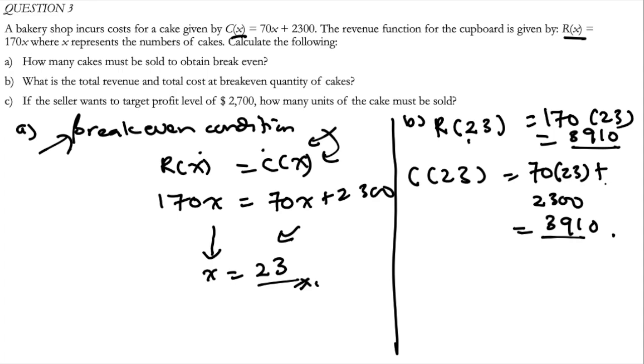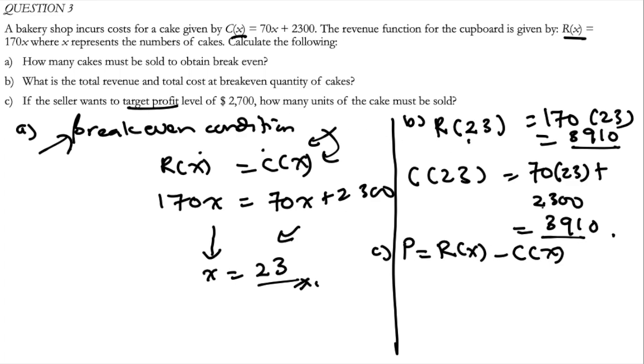Okay, right. Now, for C, if the seller wants a target profit level of 2700, how many units of the cake must be sold? So now the question is about profit. But the equations given to you are only cost and revenue. So you need to find the profit function or profit equation. So profit, let's call profit P. This is question C. It is basically revenue minus cost, isn't it?